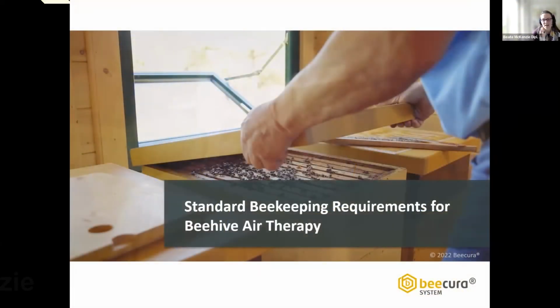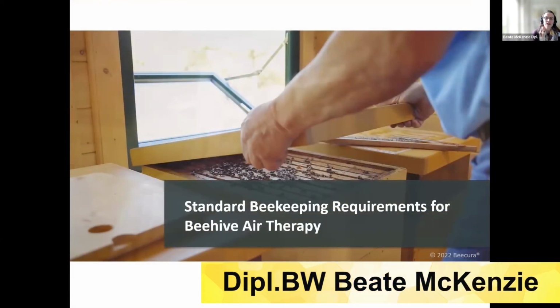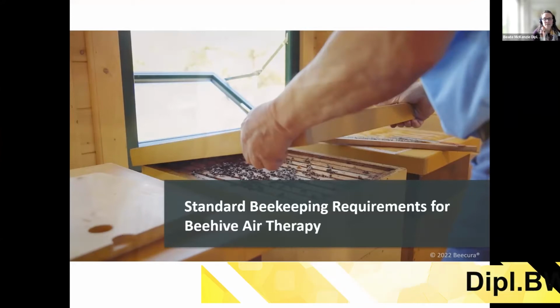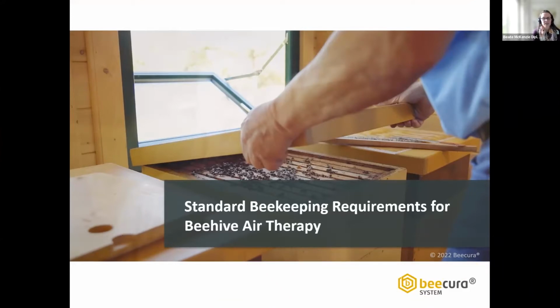Standards that are required for beekeeping and working in your apiary. And Stefan was talking earlier about the difference of classical beekeeping and medicinal beekeeping, and that is really important. When we are talking about beehive air therapy, we need to think about not only the bees, but also the people that will inhale the air that comes out of the hive. So we need to make sure that the hive has the best quality that it can have.